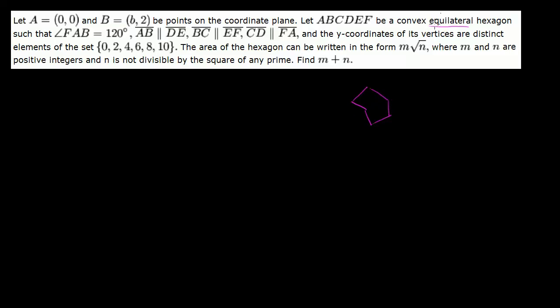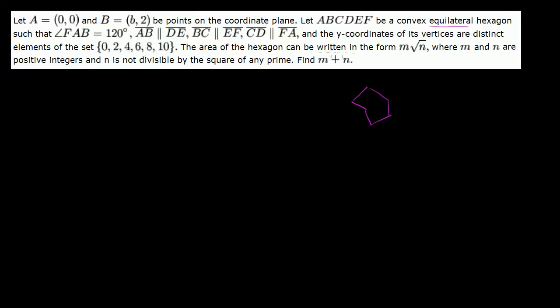They're not telling us that it's a regular hexagon, so we don't know that all of the angles are going to be the same, but all the sides will be the same, such that angle FAB is equal to 120 degrees. Then they show us a bunch of sides that are parallel to each other. And then the y coordinates of its vertices are distinct elements of the set {0, 2, 4, 6, 8, 10}.